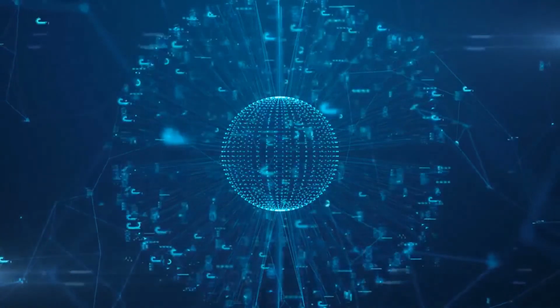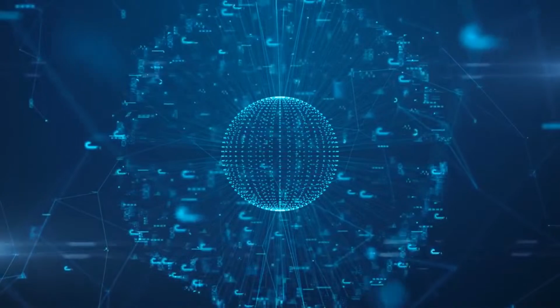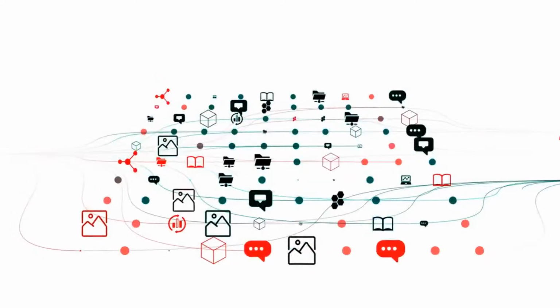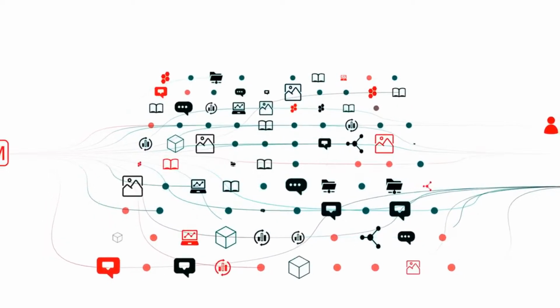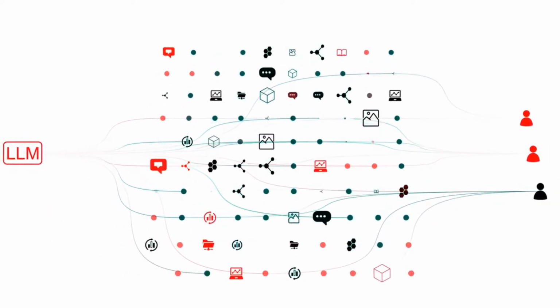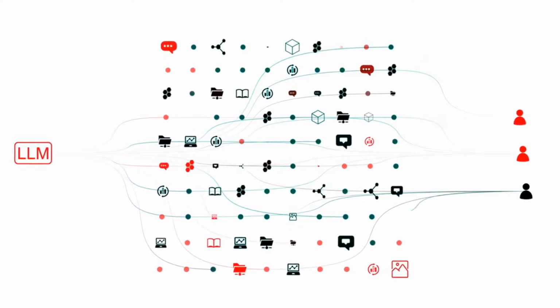A large language model is a type of artificial intelligence designed to understand, generate, and process human language. These models are trained on massive amounts of text data and use deep learning techniques, particularly transformers, to recognize patterns, context, and meaning in text.